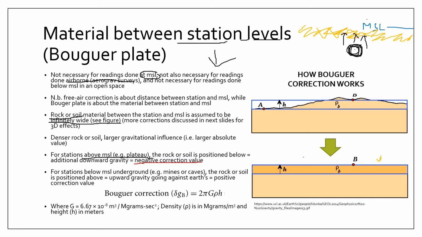So the extra material between you and the mean sea level is technically trying to lift you up. So in effect, it is technically countering the Earth's gravity, and the gravity reading that you will read in the station is slightly lower. So the correction here, or the compensation, is you add a positive correction value. All right.